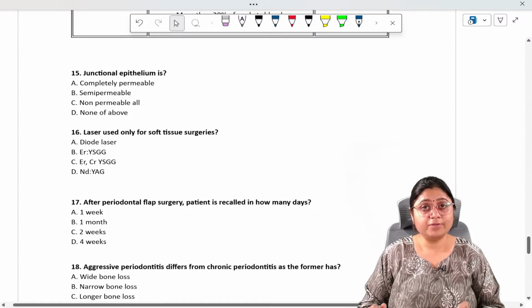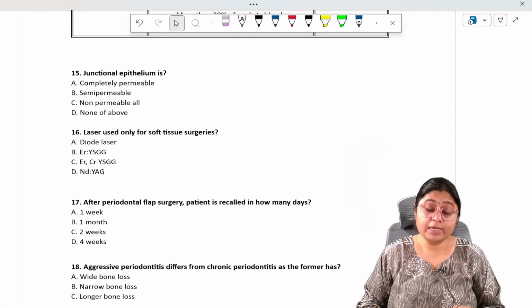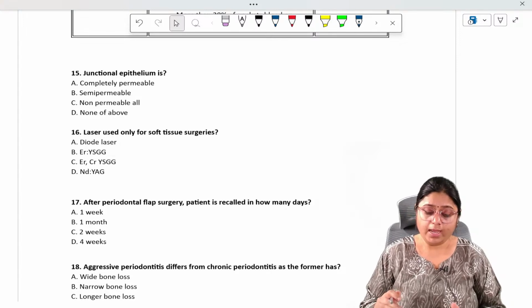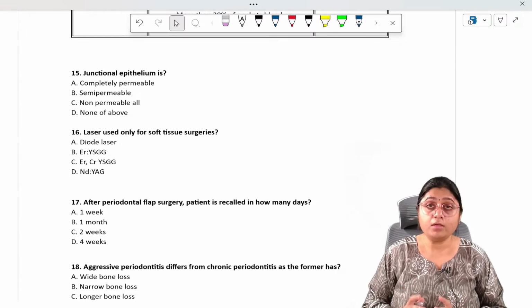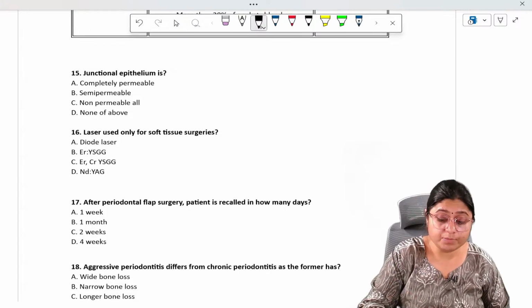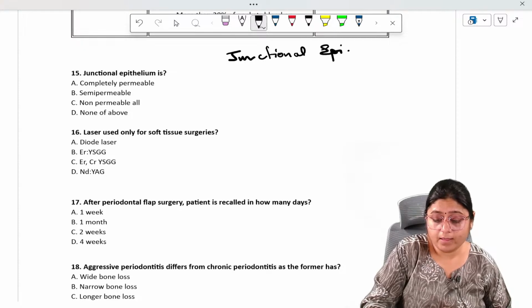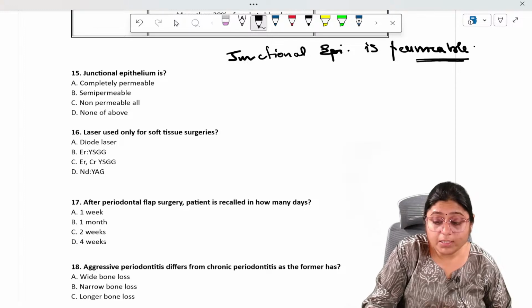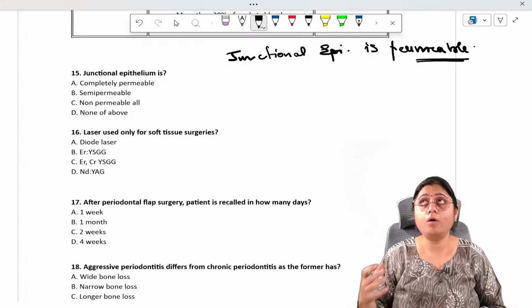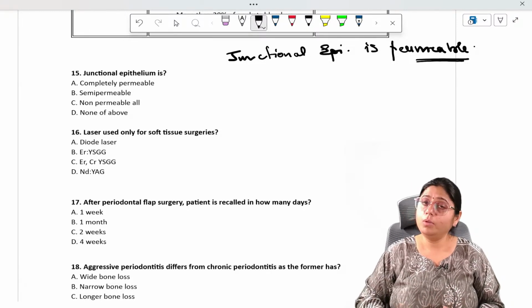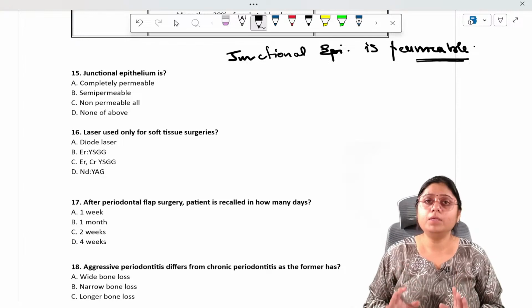Another question which I frequently get. Junctional epithelium is option A, completely permeable, option B, semi-permeable, option C, non-permeable, and option D, none of the above. Now in Carranza, they have said that junctional epithelium is permeable. But here, permeable does not mean completely permeable, allowing all the bacteria or certain large molecules to pass through it. No, guys. It is a semi-permeable membrane.